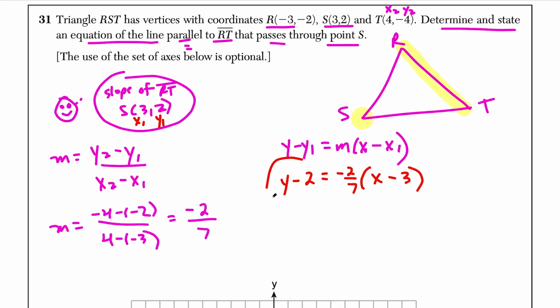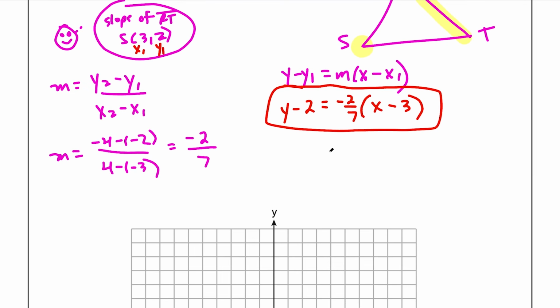And here's our solution. We don't actually have to solve this and write it in the form y equals mx plus b. We could stop at this step. If you want to solve it out from this step, you can, but once again, you're not going to get any extra points. But if you just want to see how this is done, we have -2/7 times x, and then we have -2/7 times -3.